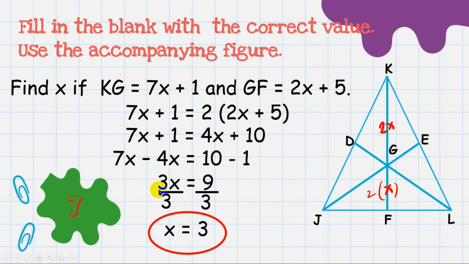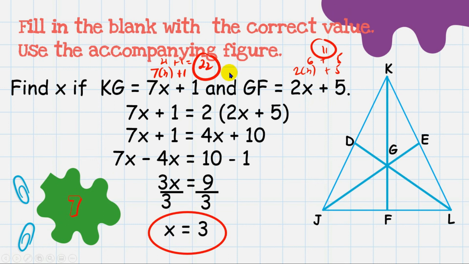Ayan. So, kung yan ay 3, ano naman kaya? So, let's erase this one. Ano naman kaya yung value nung mismong line segment? So, if x is 3, hindi man tinatanong, pero let's see kung ano nga ang magiging measurements nila. KG is 7x plus 1. So, let's substitute. 7 times 3 plus 1, that's 21 plus 1 equals to 22. And then dun sa GF, 2 times 3 plus 5. So that's 6 plus 5 is equals to 11. Ayan. So, kung mapapansin nyo, yung 11 ay kalahati ng 22 or yung 22 ay twice noong 11.